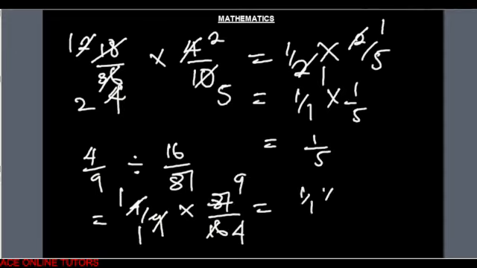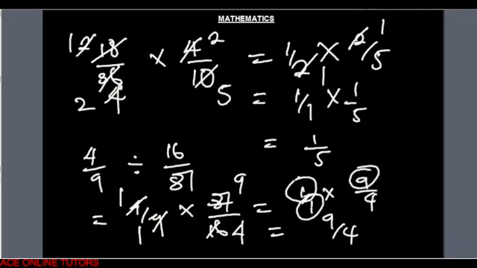We are left with 1 over 1 multiplied by 9 over 4, and that is going to give us 9 over 4. You do 1 times 9, which is 9, then you do 1 times 4, which is 4. So that's going to be the solution to this particular question.